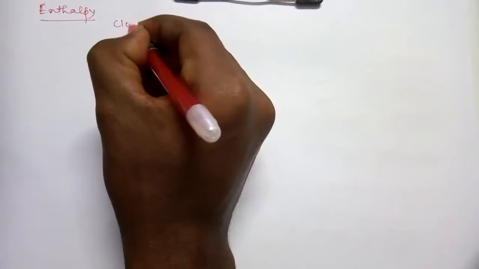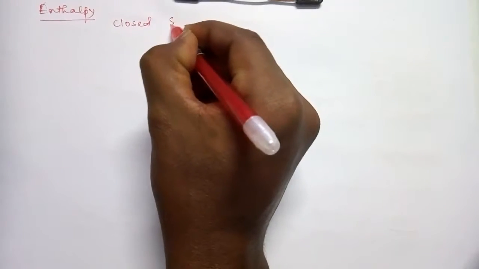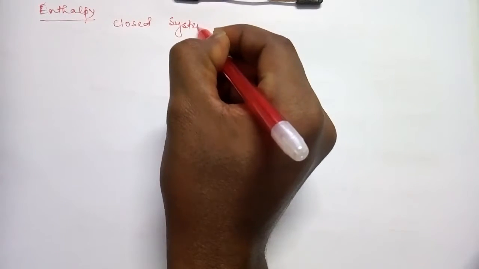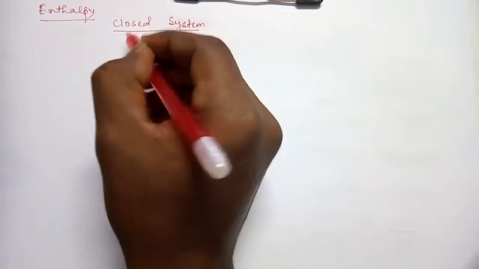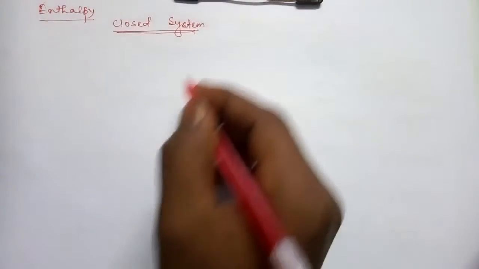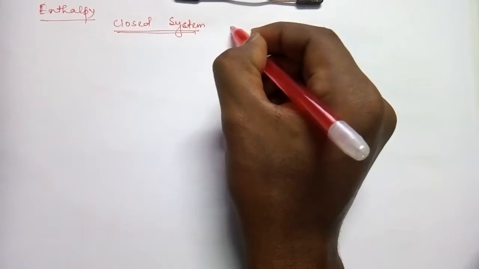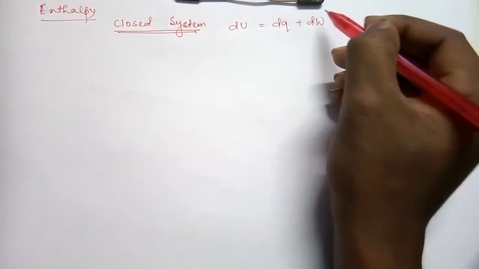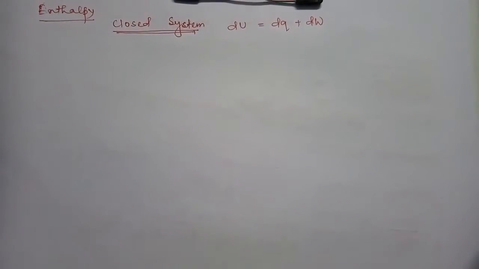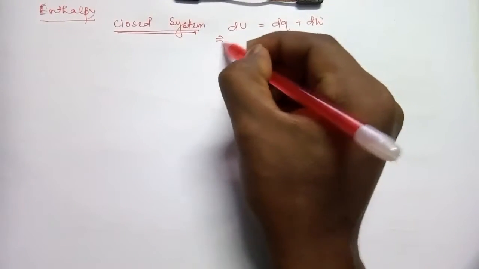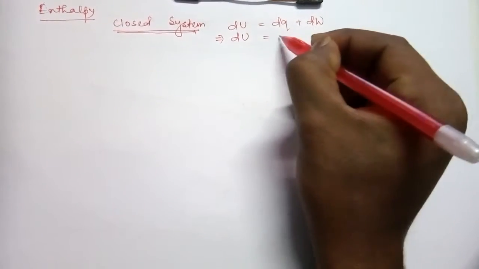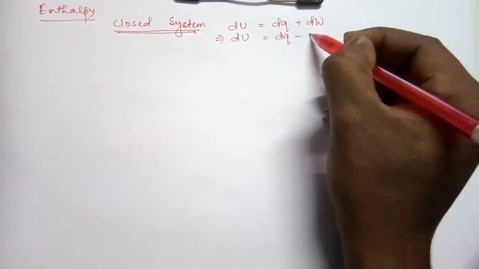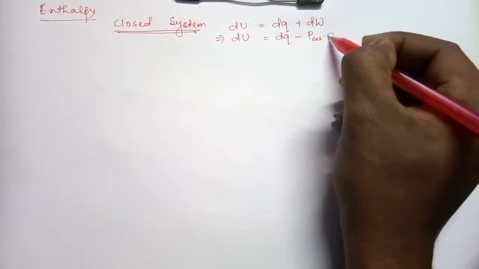Suppose we are considering one closed system, and from the first law of thermodynamics we can write dU equals dq plus dw, or we can write dU equals dq minus p external into dV.